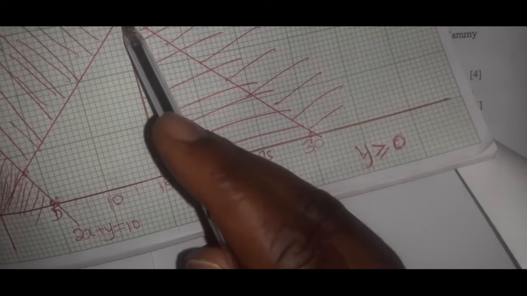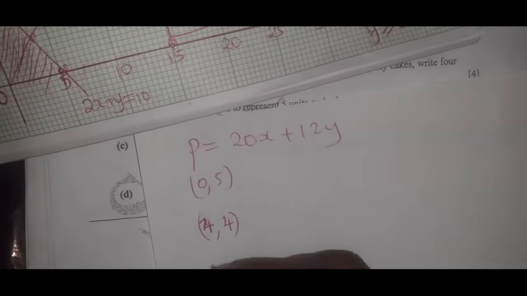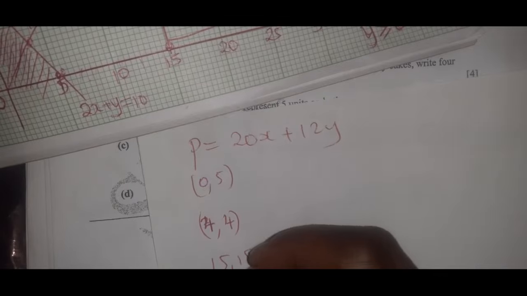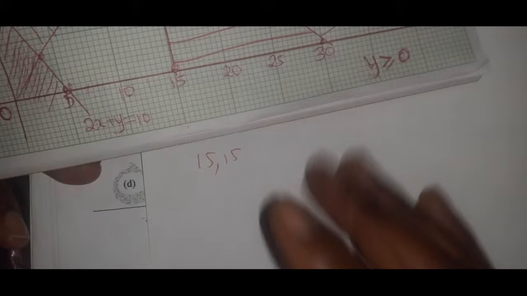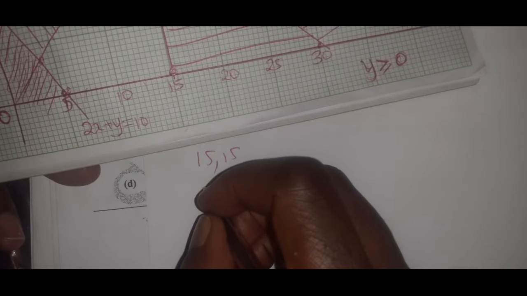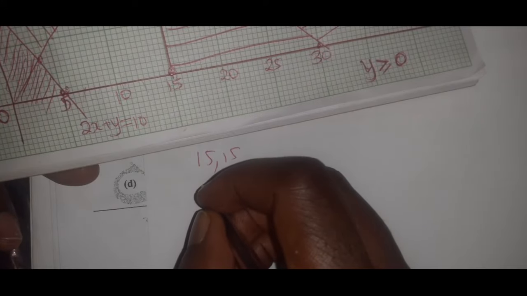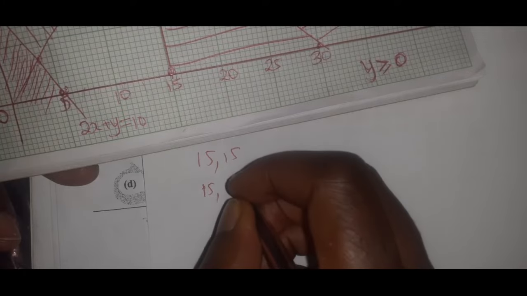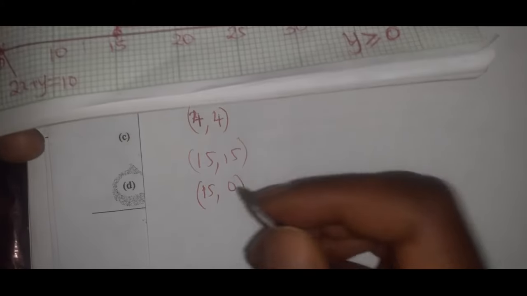This point, then this one is what? 15, 15. And then the last one, this one is 15, 0. Okay.